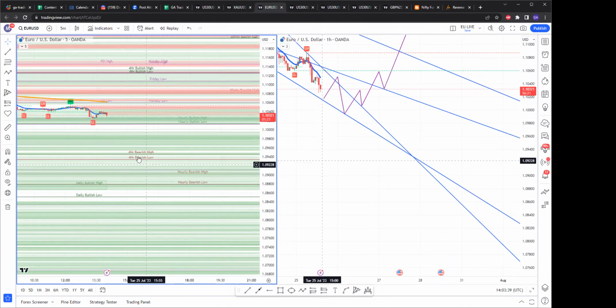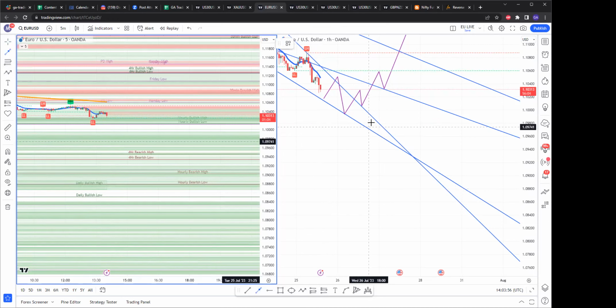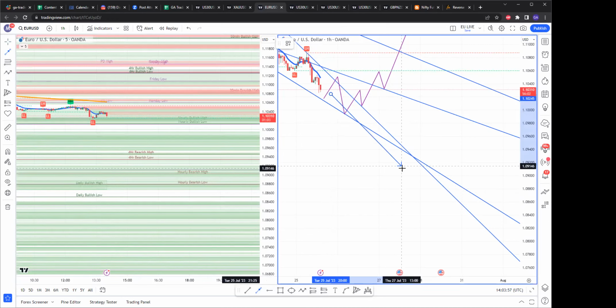But look at what we have down here. We have a 4-hour bearish high and low. We have an hourly bearish high and low, but down here, we do have a daily bullish high and low. So personally, I will stay out of EU until price gets to 1.0880. So until price gets here.